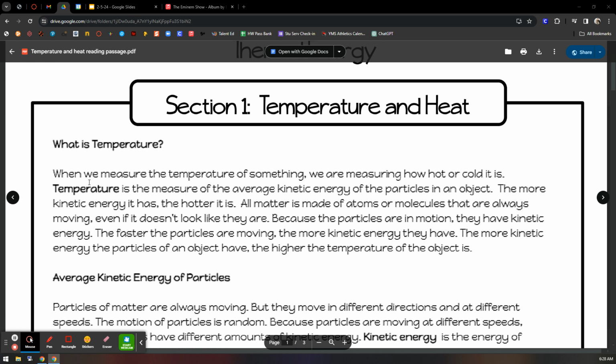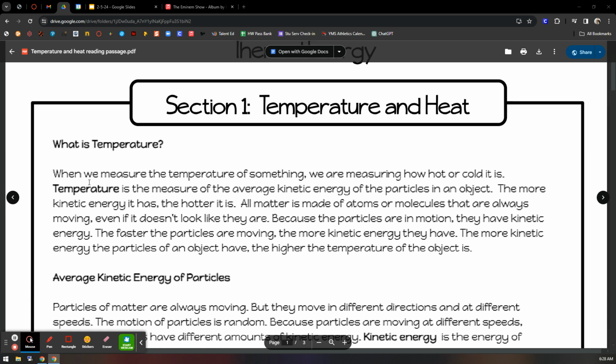Average kinetic energy of particles. Particles of matter are always moving, but they move in different directions and at different speeds. The motion of particles is random. Because particles are moving at different speeds, individual particles have different amounts of kinetic energy. Kinetic energy is the energy of motion.